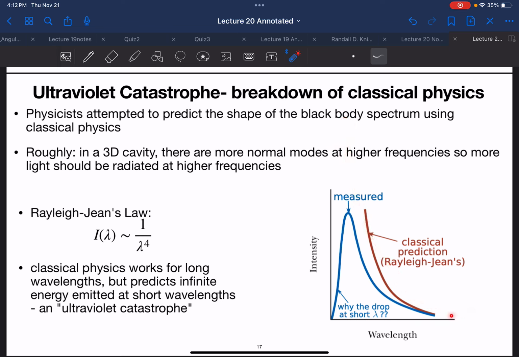Measured values show us that we do follow this for longer wavelengths, but for shorter wavelengths, there's a drop-off here. And as I mentioned in class, to resolve this, we're going to talk about the quantization of energy, and we're going to talk about Planck's contributions.